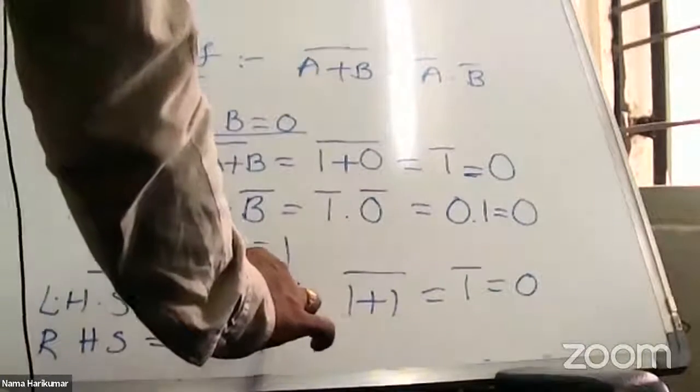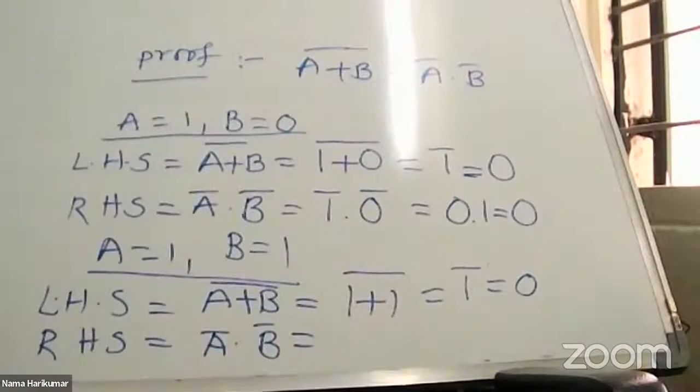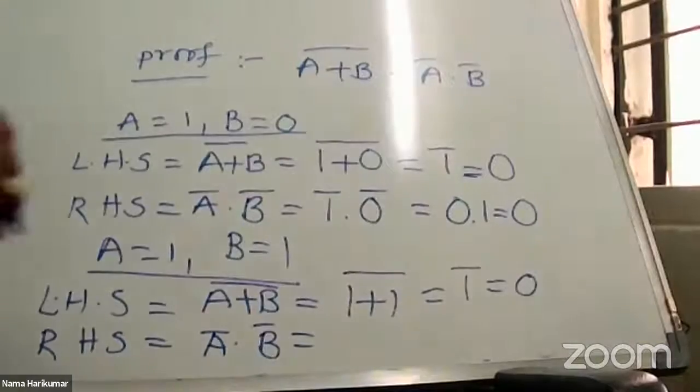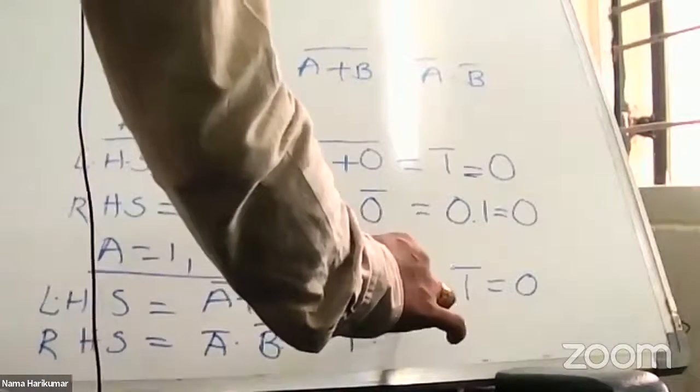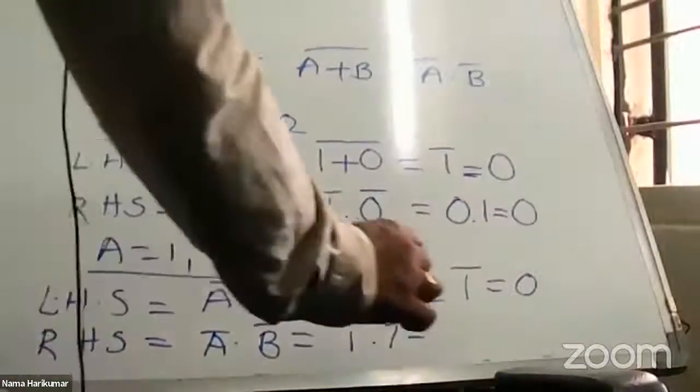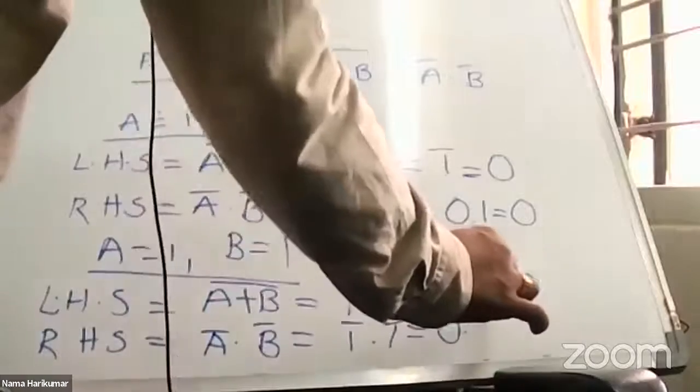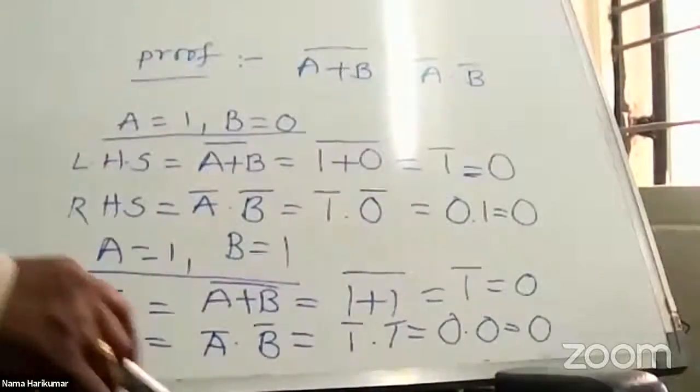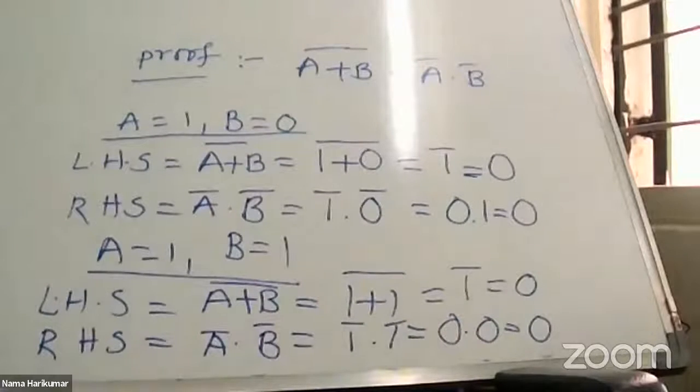In the RHS, A complement dot B complement. A complement is 1 complement, B complement is also 1 complement. 1 complement is 0, and the other 1 complement is also 0, so 0 dot 0 equals 0. Finally, when we put A equal to 1 and B equal to 1, we get LHS equal to 0 and RHS value also 0. This is the De Morgan's first theorem process.